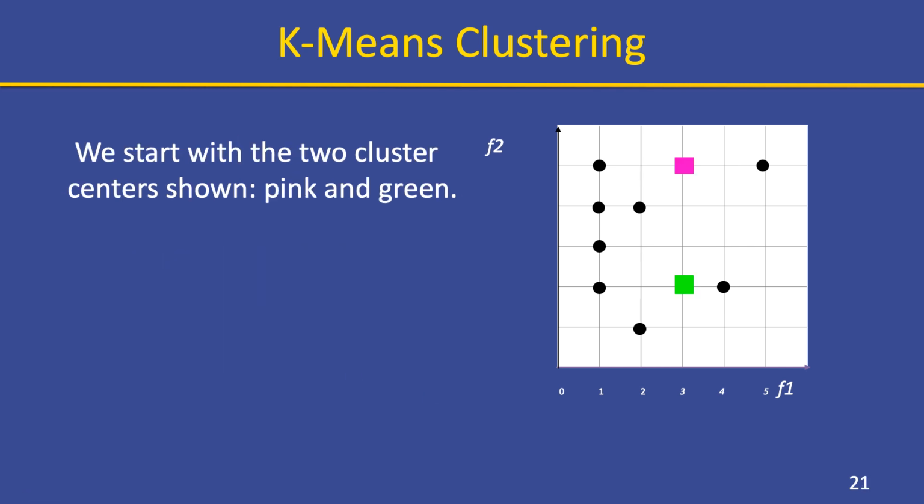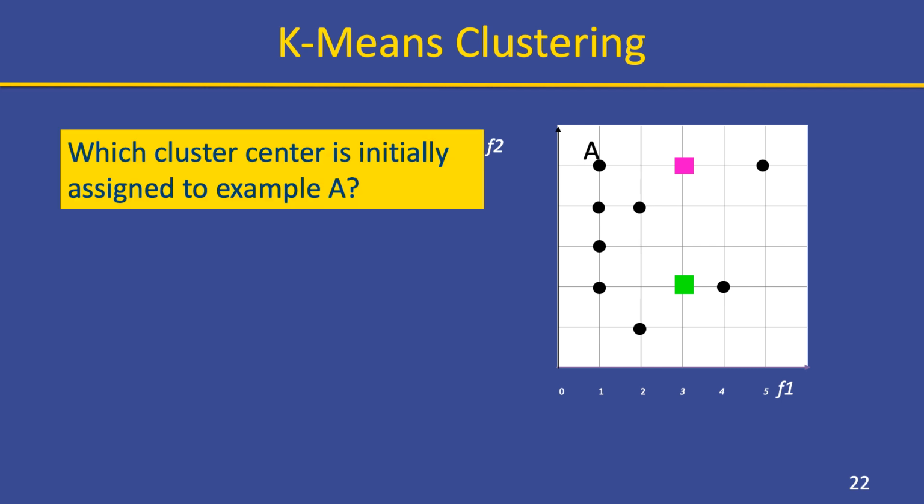So we are given the initial position of the cluster centers. We have a pink cluster center and a green cluster center. And we need to answer the question, which cluster center is initially assigned to example A? So we look for the cluster center that's closest to A, and in this case, it's clearly the pink cluster center. The next question is which cluster center is initially assigned to example B? So here again, the cluster center that's initially the closest to point B is the pink cluster center.